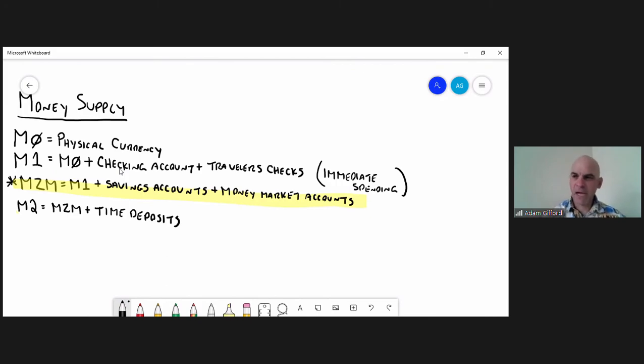And again, I'll explain what time deposits are. You don't need to know what they are, but just so you understand, time deposits are their generic term. Their specific term is CD, certificate of deposit.